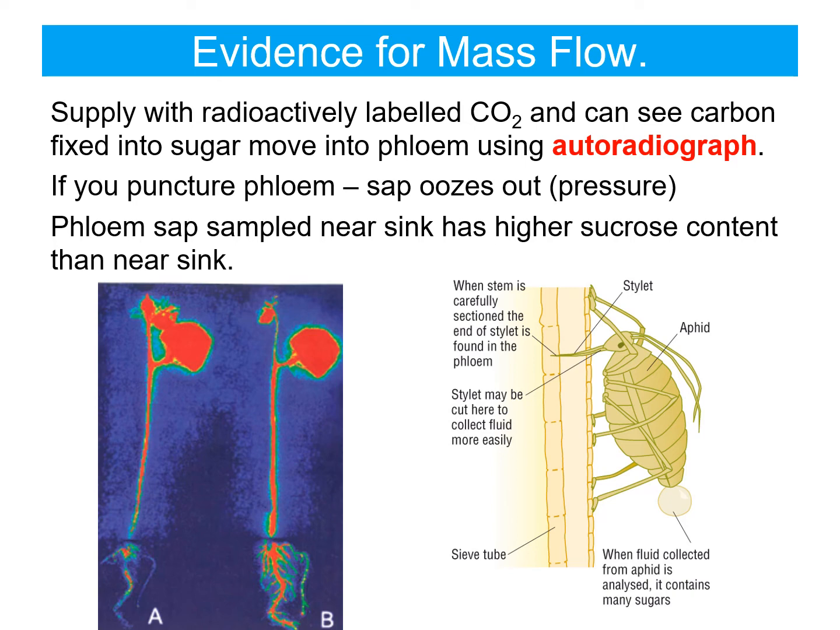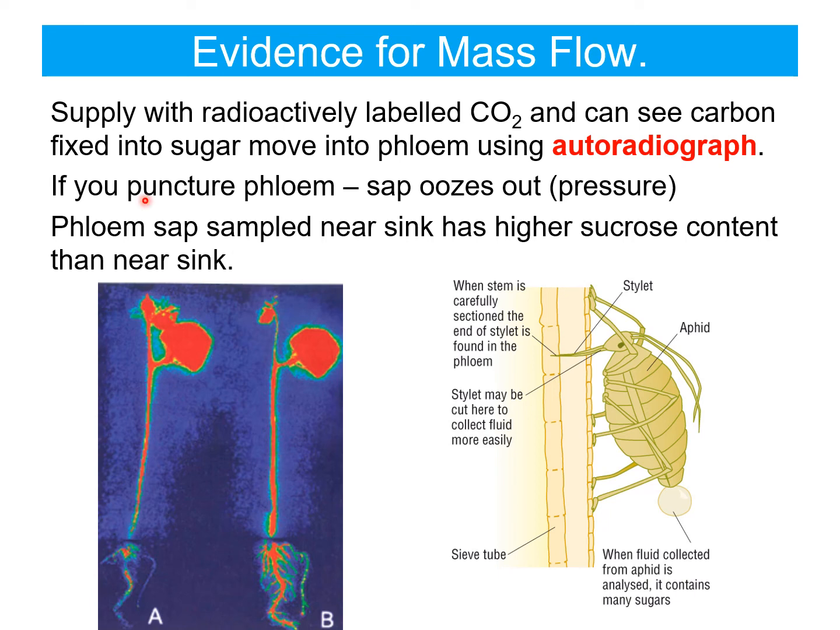So what evidence do we actually have for this? What evidence do we have that this is how sugar is moving? Well, one piece of evidence is using radioactively labelled carbon dioxide, doing something called an autoradiograph. Basically, you radioactively label carbon dioxide, and when that carbon dioxide is assimilated into glucose, that gets converted into sucrose, and over time you can see that carbon travelling through the phloem, showing you that this happens.